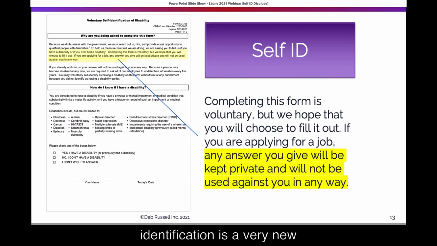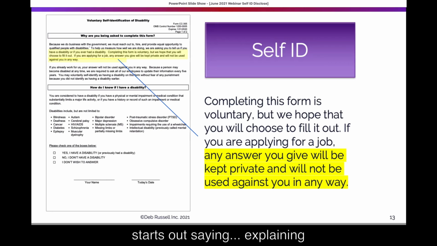Self-identification is a very new concept. It started in 2014, and it is now for any company that is a federal contractor in the US, which is, I don't know the number off the top of my head, tens of thousands of companies. They are required to offer applicants the opportunity to voluntarily self-identify as a person with a disability. And the form, if you can see it on the screen, has a lot of very small print. It's very text heavy, and it reads like the government wrote the form.